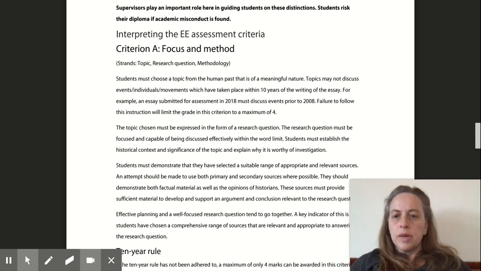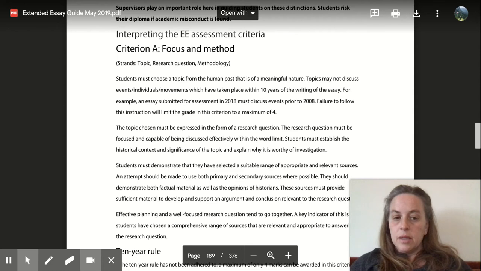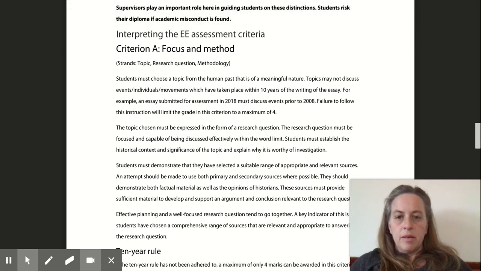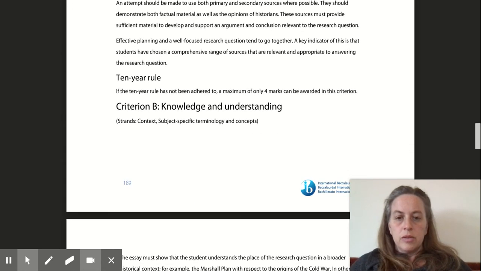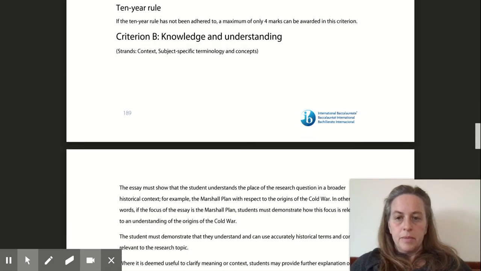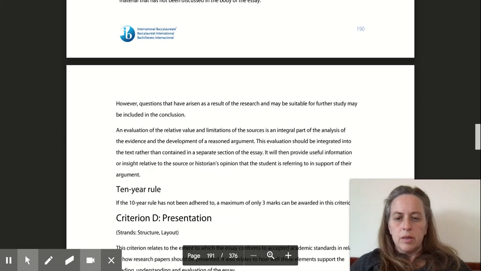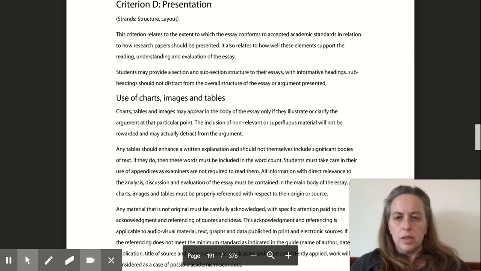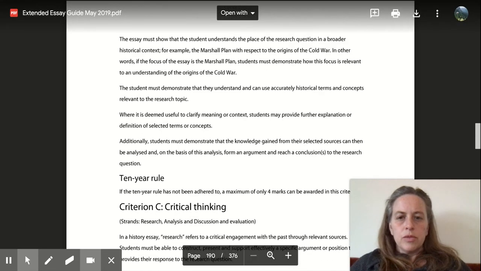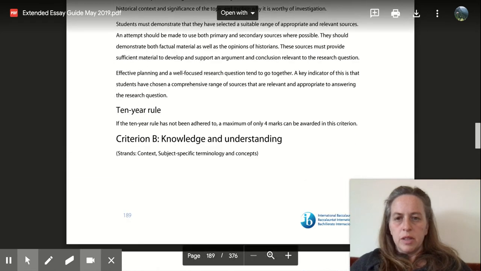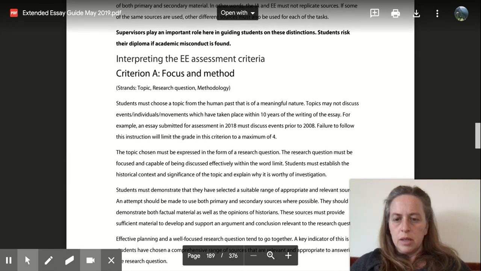If you've chosen to write a history extended essay, there are four criteria upon which your extended essay will be evaluated. One is criterion A, focus and method. The second is knowledge and understanding, criterion B. Criterion C is critical thinking, and criterion D is presentation. So, for history, there are some specific things to each one of these assessment areas.